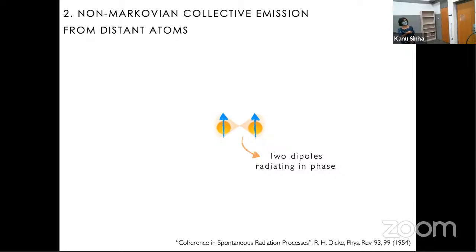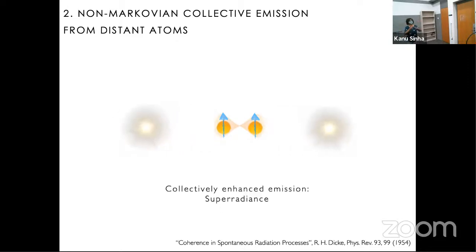If, say, we have two atomic dipoles that are radiating in phase together, the total spontaneous emission that comes out of the system is collectively enhanced as a result of constructive interference. And this is an effect that's been known since 1954, and we call it superradiance.